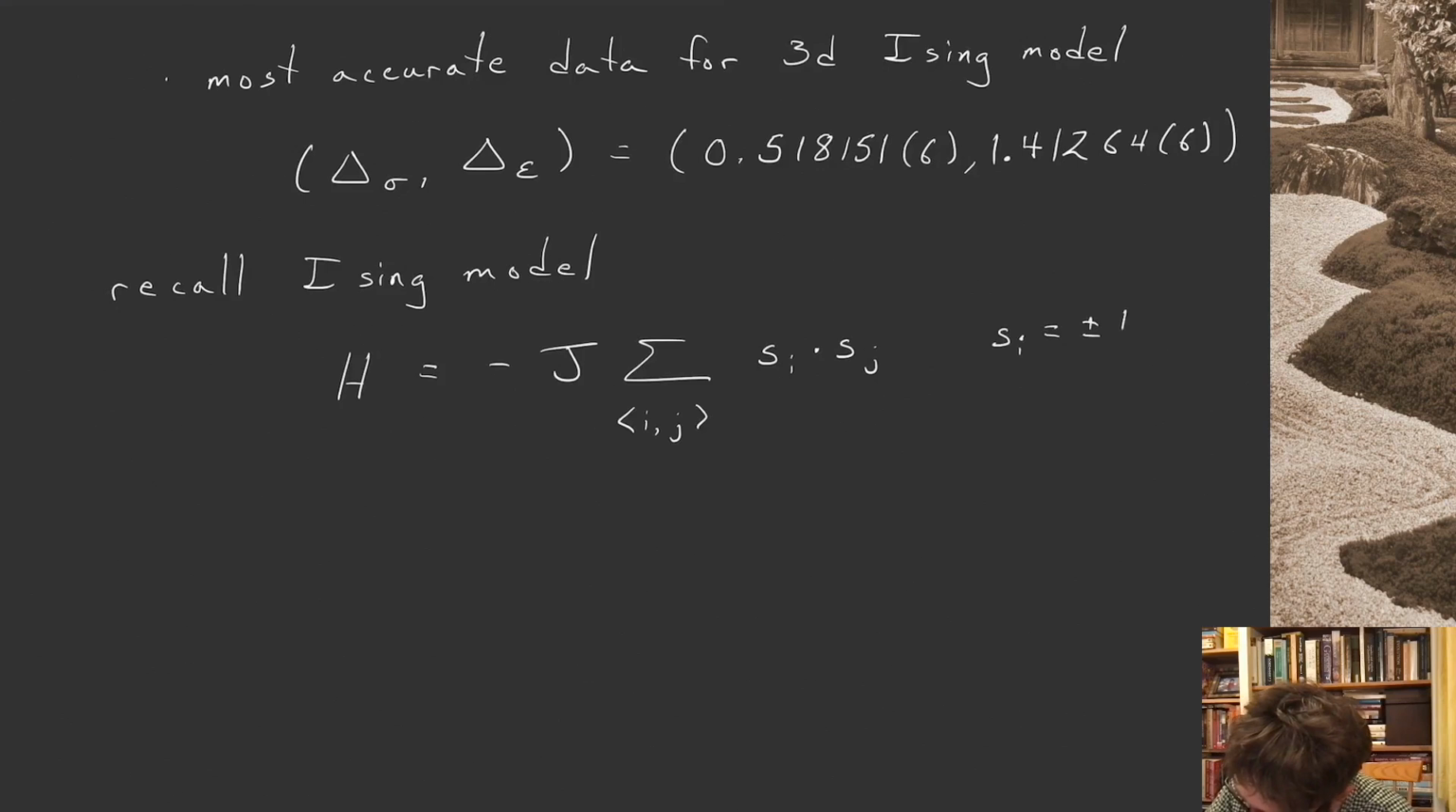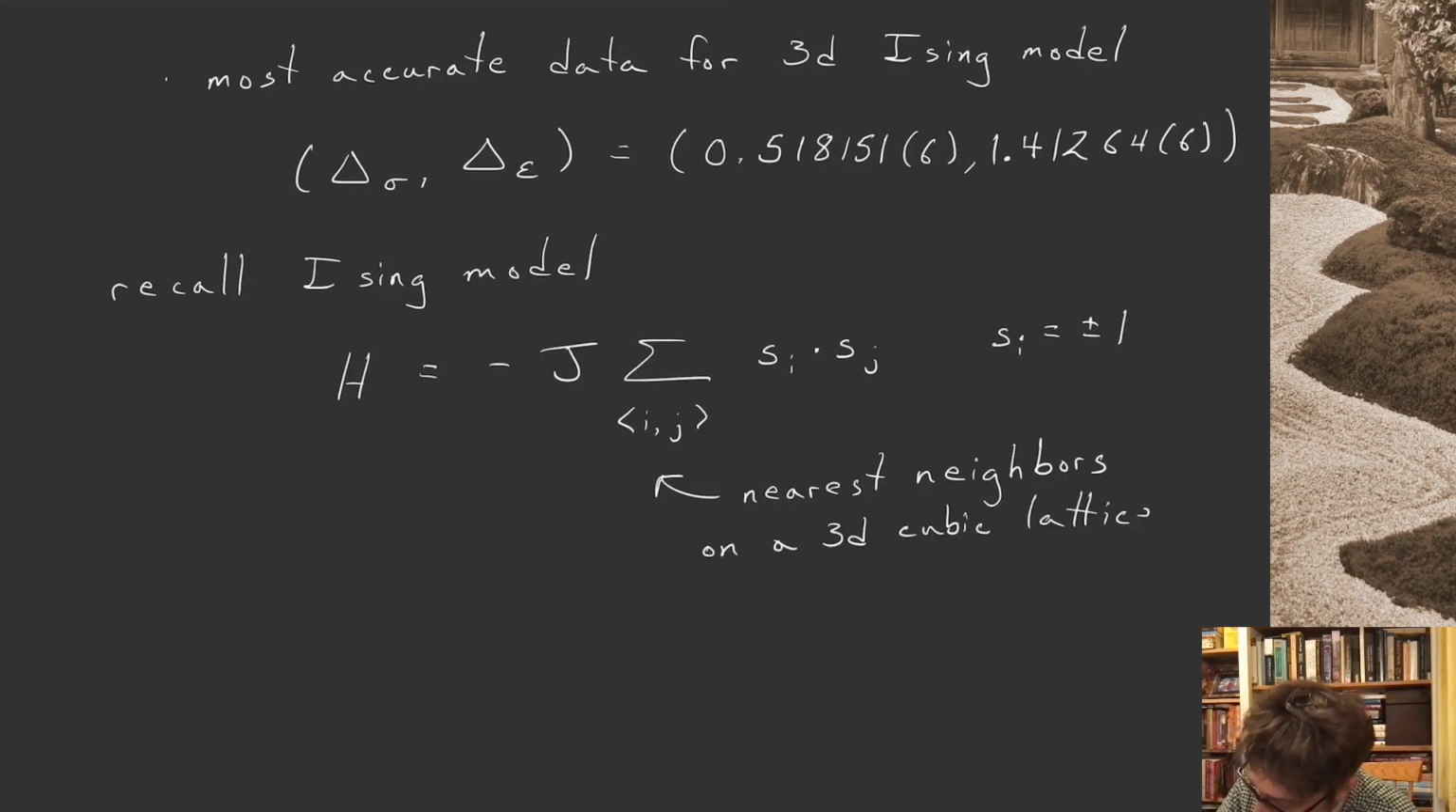S_i is equal to plus or minus 1. And this is a sum over nearest neighbors. And if we're in 3D, it's on a 3D cubic lattice. That's the 3D Ising model.